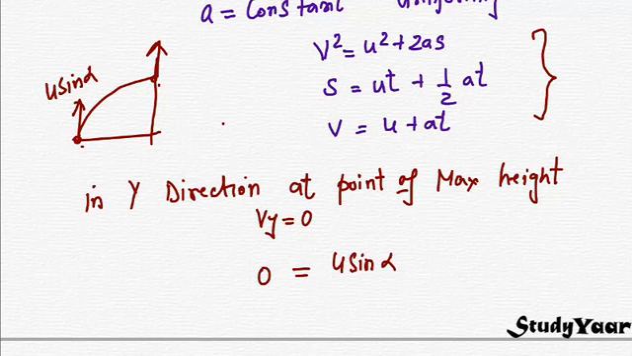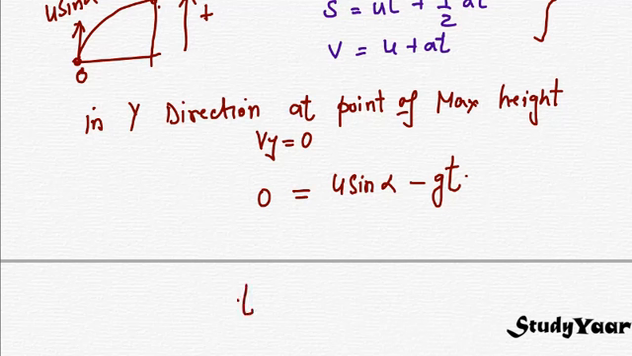This is my reference point O. I am measuring distance this way as positive, so this is the positive direction. My acceleration due to gravity is acting downwards. Therefore, acceleration is negative. So I have u sine alpha, a is minus, so minus g into t. So what is my t? My t is equal to u sine alpha by g.